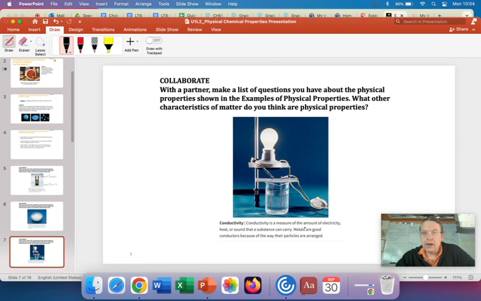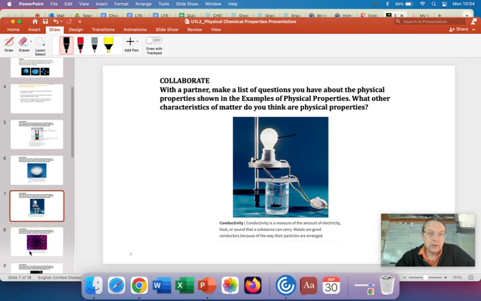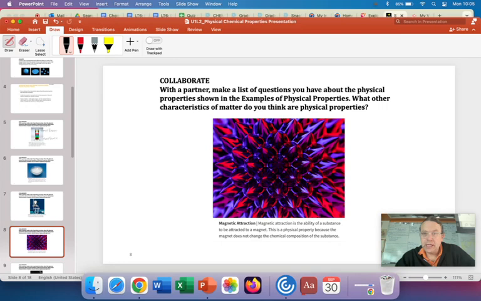Conductivity is a measure of the amount of electricity, heat, or sound a substance can carry. Metals are generally good conductors because of the way their particles are arranged. So in this picture, the liquid is conducting electricity because it's allowing electricity to flow between the two probes and turning the light on. Magnetic attraction is the ability of a substance to be attracted to a magnet. That's a physical property.